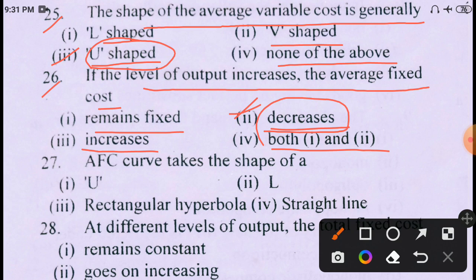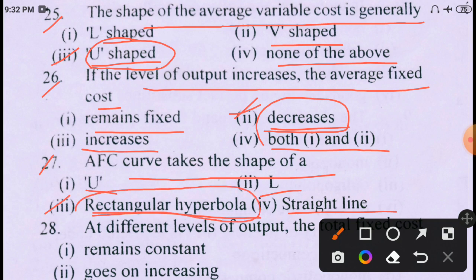Number 27. The AFC curve, the average fixed cost curve, takes the shape of: (i) U, (ii) L, (iii) rectangular hyperbola, (iv) straight line. Which is the correct answer? Try to write the correct answer in the comment box. The correct answer is (iii) rectangular hyperbola. The average fixed cost curve takes the shape of a rectangular hyperbola.